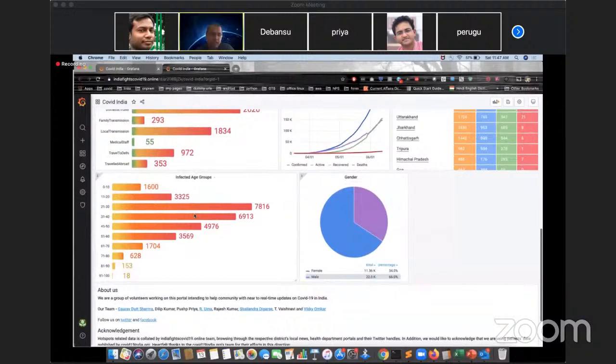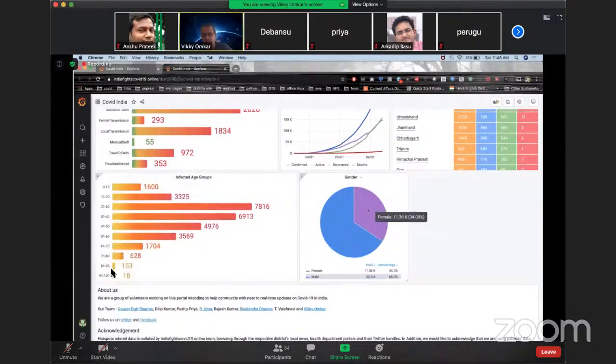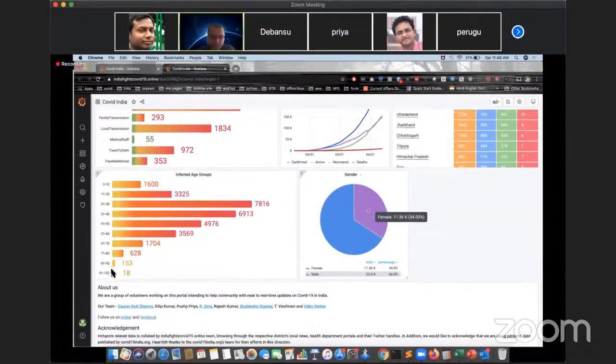And then we have the infections by age group. You can see most of the infections are in the age group 21 to 30. Again, here we do not have the exact number because for most of the patients this is not updated. So whatever is available is shown here. And then there is the gender split: more than 66% of those infected are male, and female is about 34%.